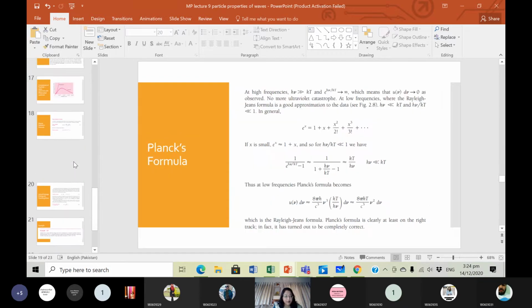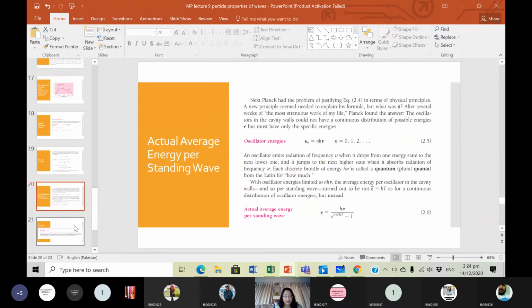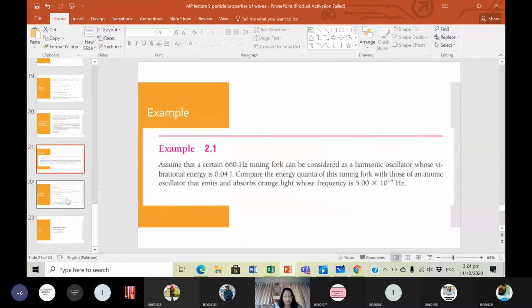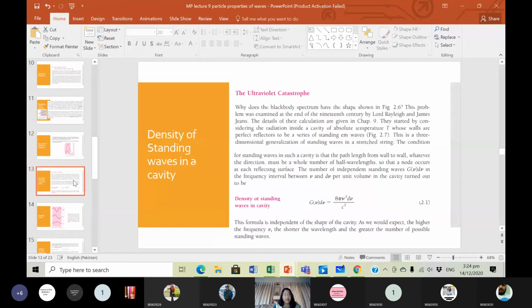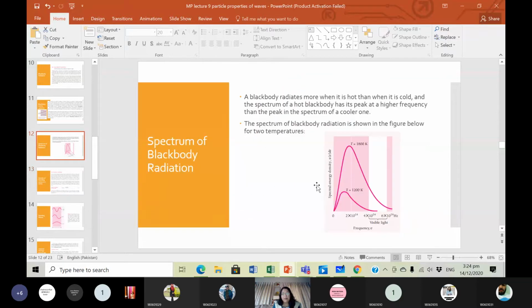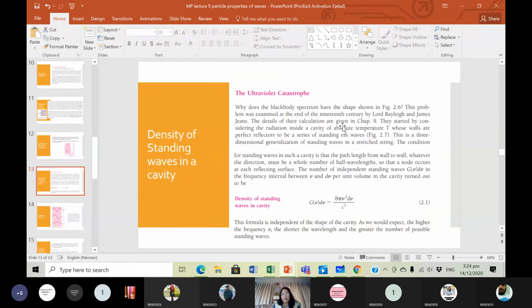We have examples to do as well, but we will go into the derivation of this. The question we want to ask now is, why does the black body spectrum have the shape shown in this figure? Why does it behave like this? With higher temperature, it has a higher peak, and the peak is also shifted towards the right. Why does that happen? We want to figure out exactly why.